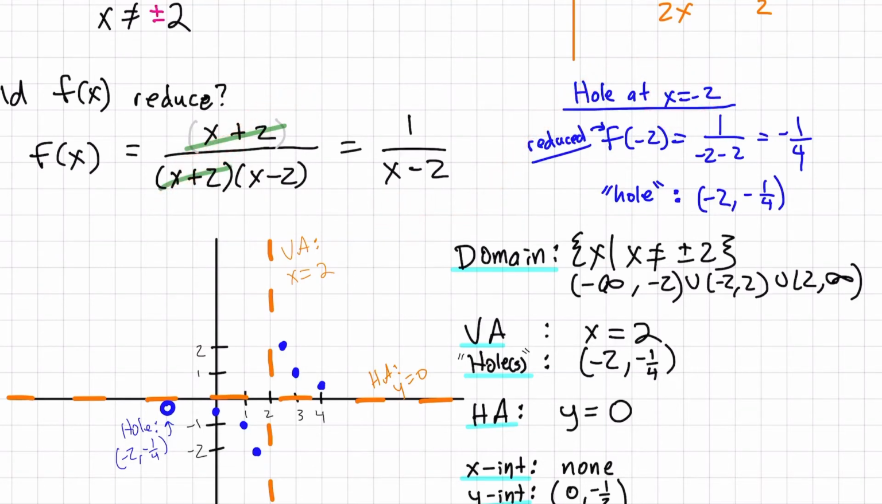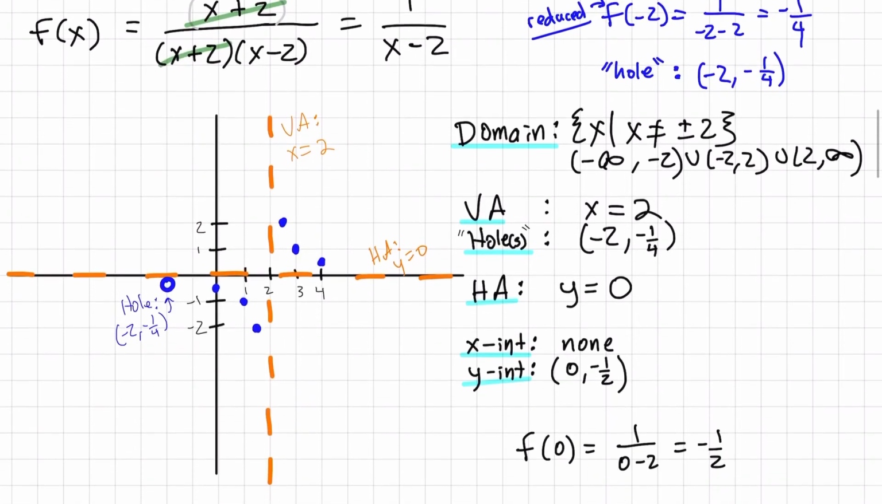Remember our approaches notation? How our function approaches from the left versus from the right, how it's approaching -1/4. I'm not going to equal -1/4, I'm just approaching -1/4. So if I plug in -2 here, we end up with -1/4. So we have a hole, air quote hole, at (-2, -1/4).